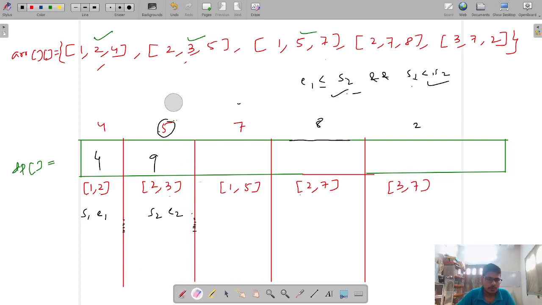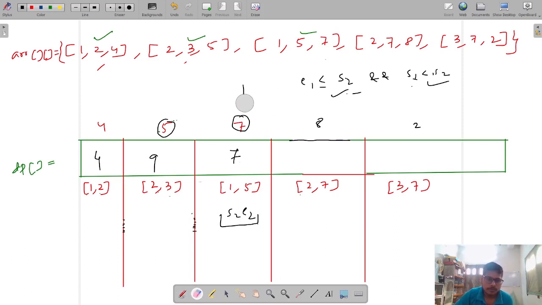So next I will solve this one. This is my S1 E1, this is my S2 E2. So E1 is 2, S2 is 1. So 2 less equal to 1, nope. 1 less than 1, nope. This is not non-overlapping. Check this one. This is my S1 E1. Is E1 less equal to S2? 3 is not less equal to 1, not satisfied. S1 less than S2, no, this is not non-overlapping also. So here the case is only 7, because including this I got only this interval giving a maximum profit, which is 7.